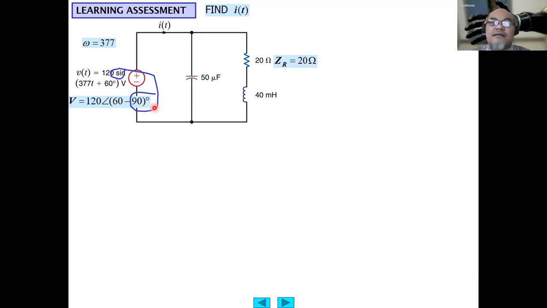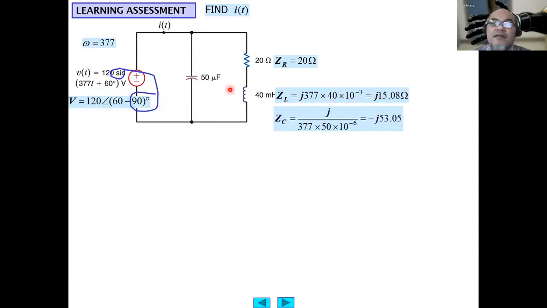Okay, then ZR is equal to 20 ohm, with no imaginary component. ZL equals j omega L, which is j times 377 times 40 millihenry, equals j 15.08 ohm. ZC equals 1 over j omega C.